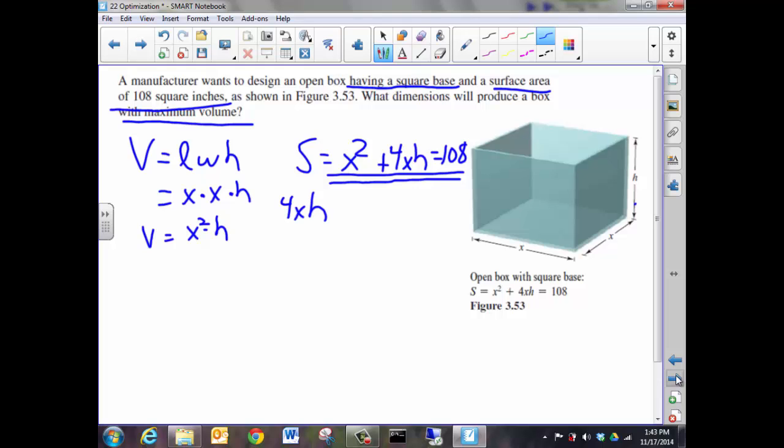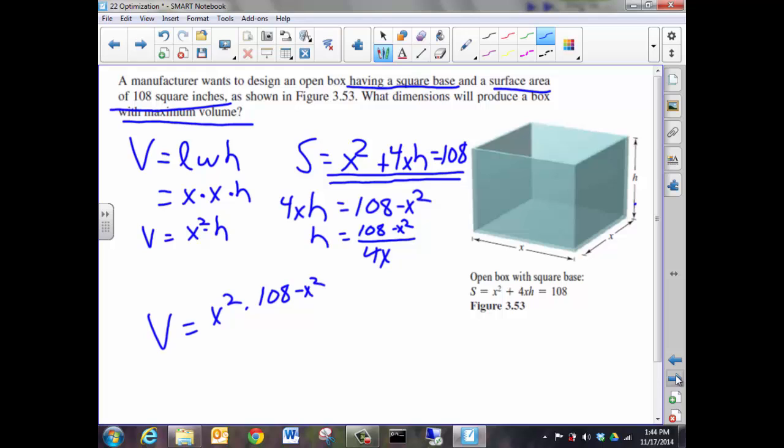So I'm going to say 4XH equals 108 minus X squared. So H is 108 minus X squared over 4X. And now we should be able to take that over there and plug it in. Do you agree with that? So we get V equals X squared times 108 minus X squared over 4X.